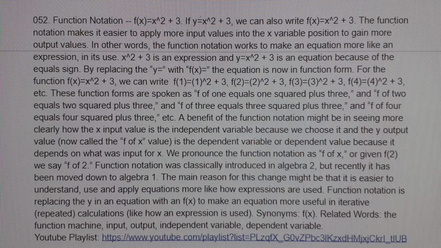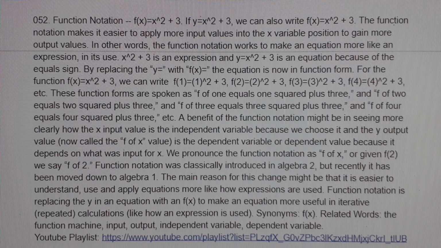For the function f(x) = x² + 3, we can write f(1) = 1² + 3, f(2) = 2² + 3, f(3) = 3² + 3, f(4) = 4² + 3, etc. These function forms are spoken as "f of 1 equals 1 squared plus 3, and f of 2 equals 2 squared plus 3, and f of 3 equals 3 squared plus 3, and f of 4 equals 4 squared plus 3," etc.